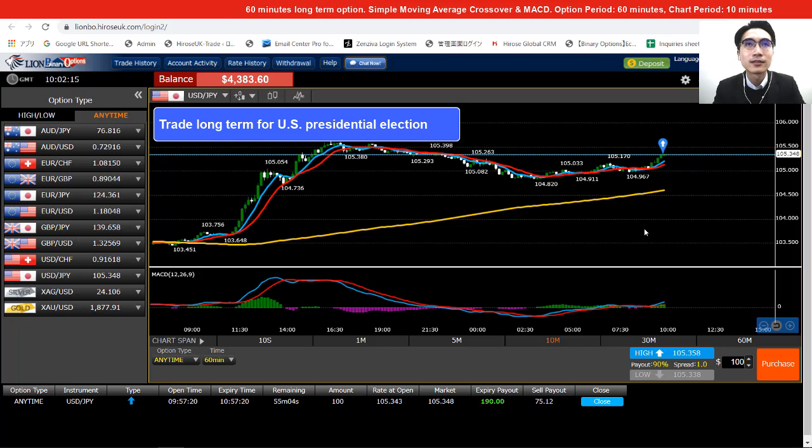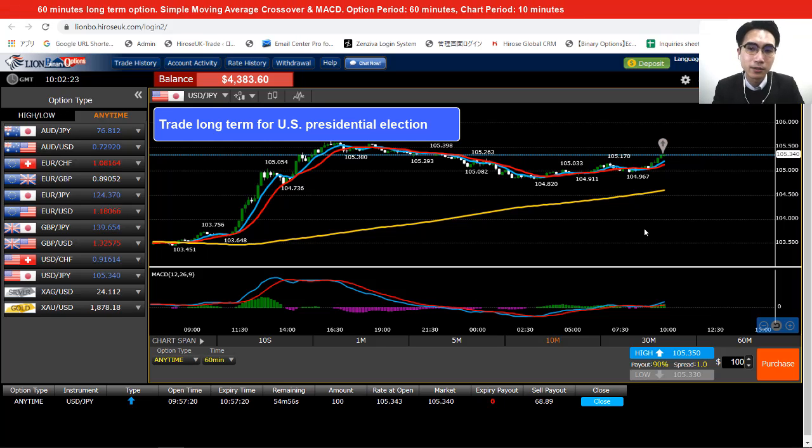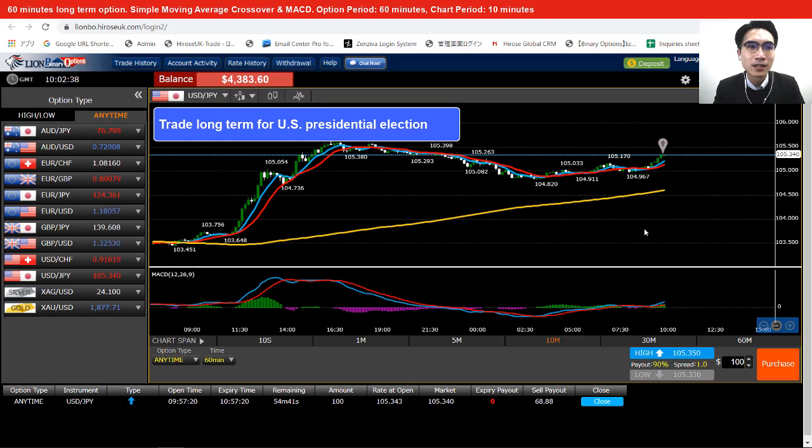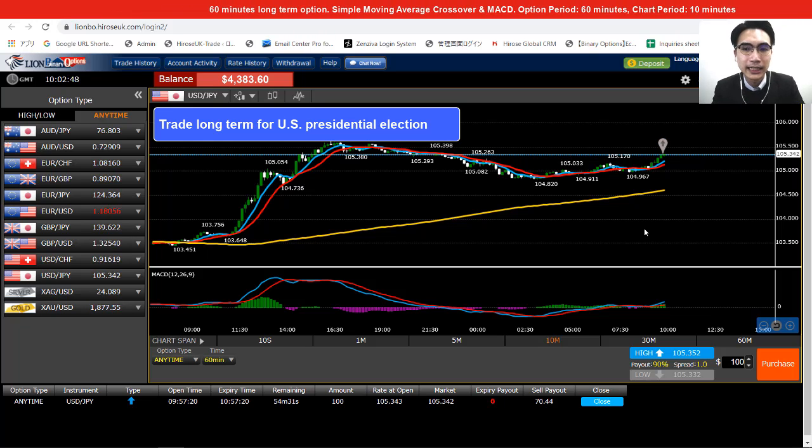And since these days are just right after the US presidential election, the trend market is still going to continue, and I'm guessing it's quite a good timing for you to do long-term trading like 60 minutes or 30 minutes, because even in forex trading, 60 minutes is categorized as scalping. So if you trade 60 minutes in binary options, it's just like how you scalp in forex. So the profit is actually quite a lot.